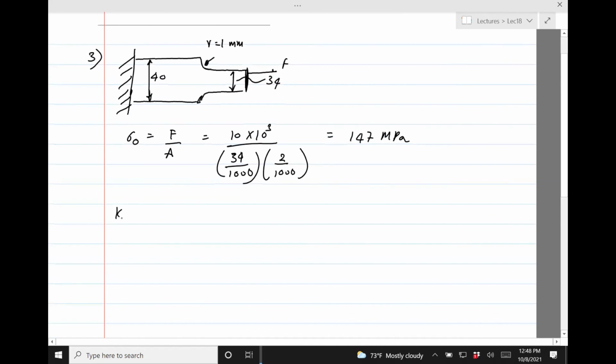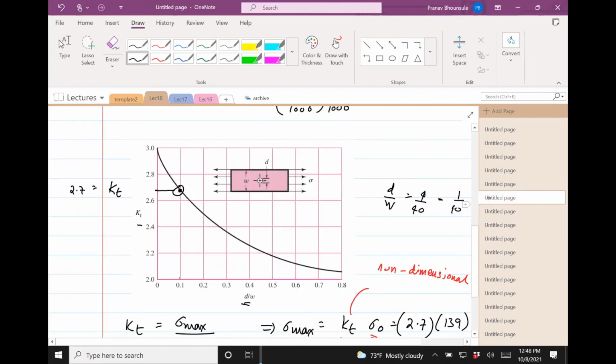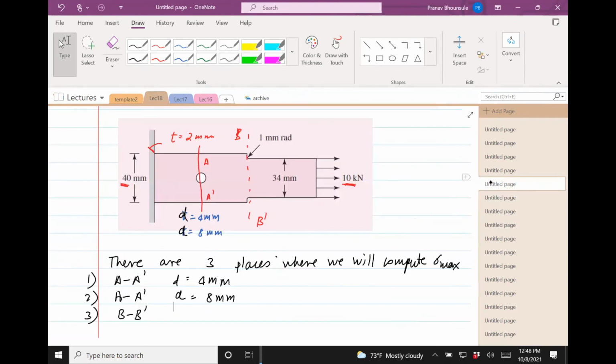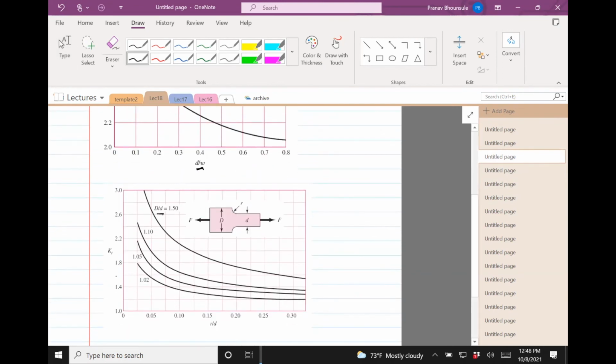Now I need to find KT. For KT, let's just do it from that figure. I'll put that figure here later since I'm running out of time. Let's just go to the other figure I pulled. Okay, so here what I need is D divided by small d. D is 40, small d is 34. So D divided by d is 40 divided by 34, and that comes out to be 1.18.